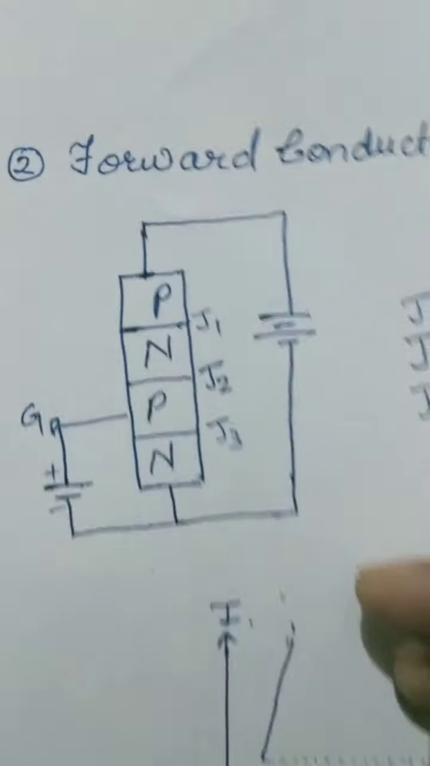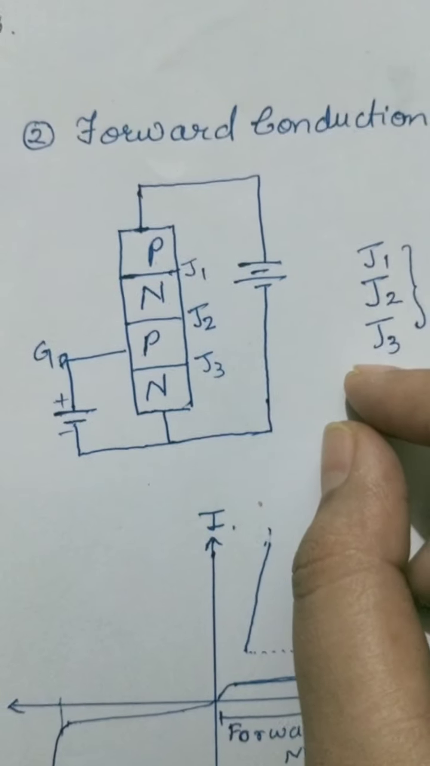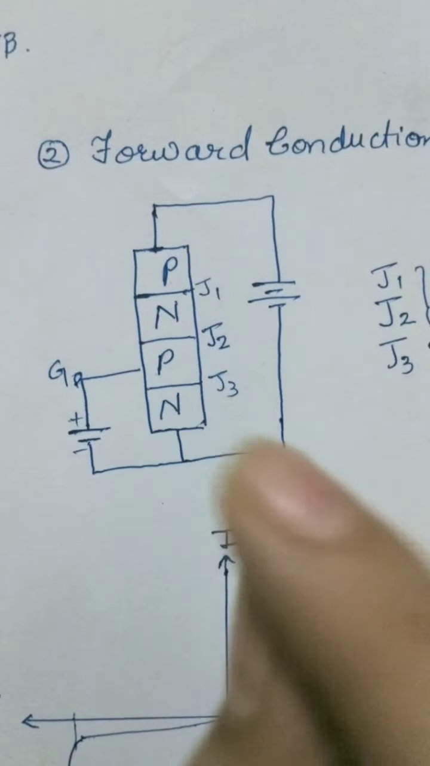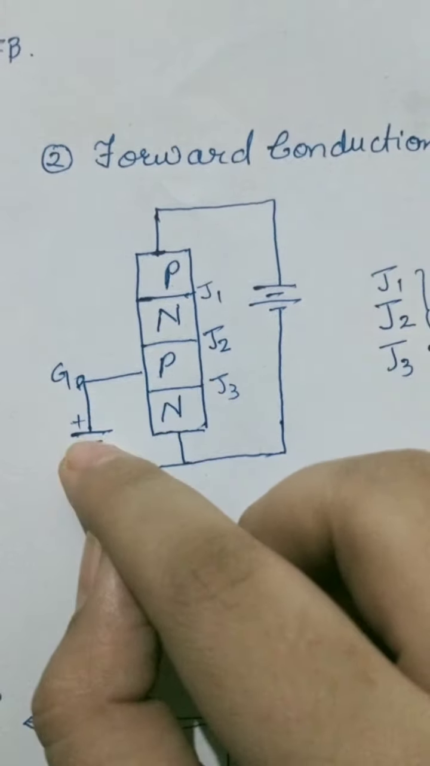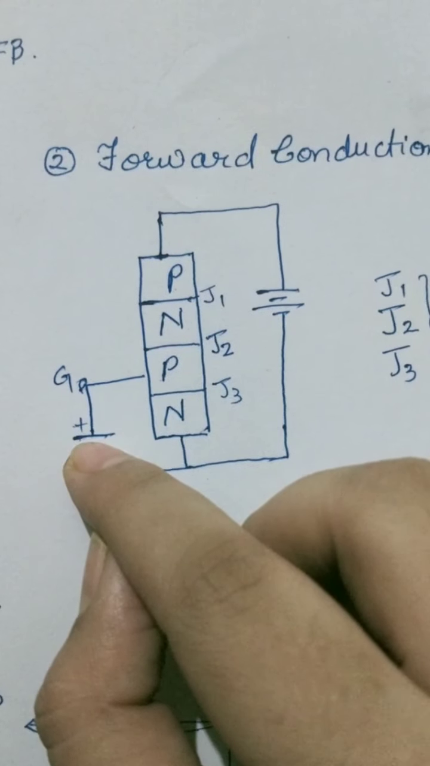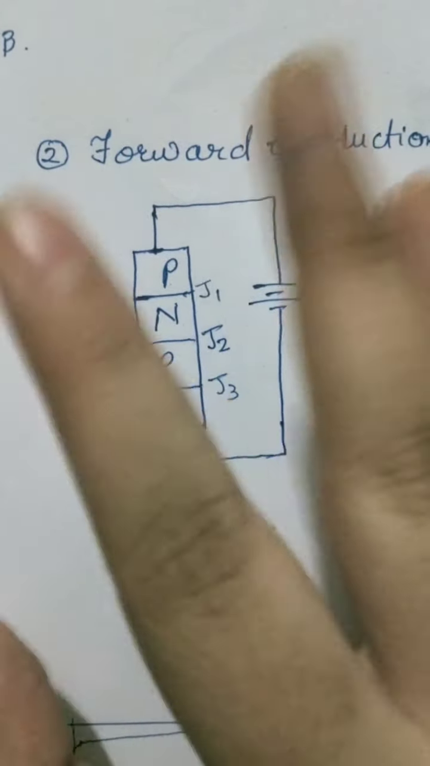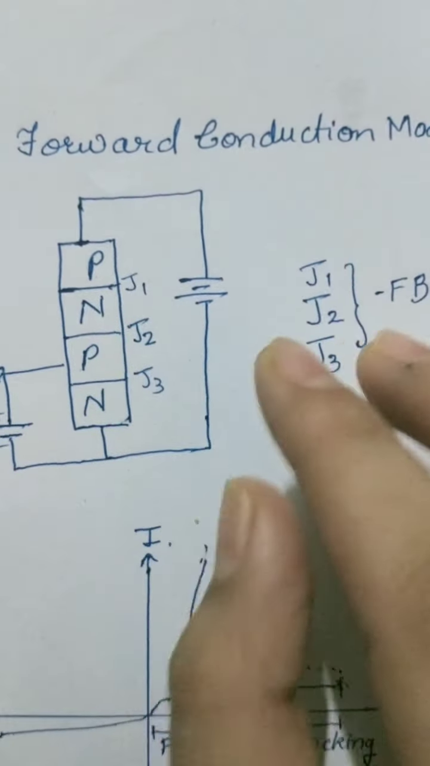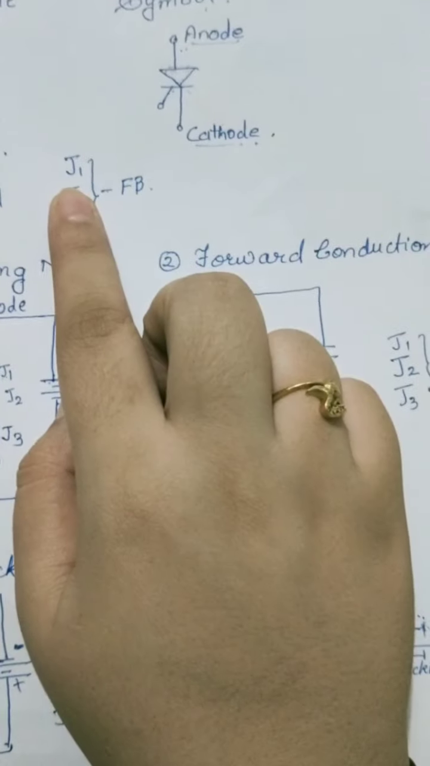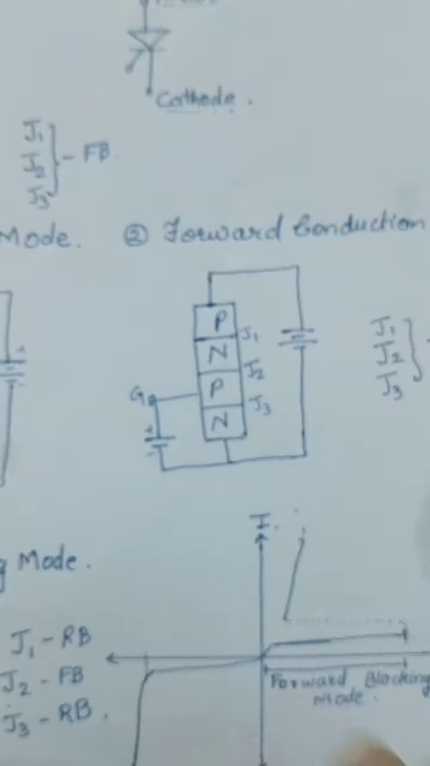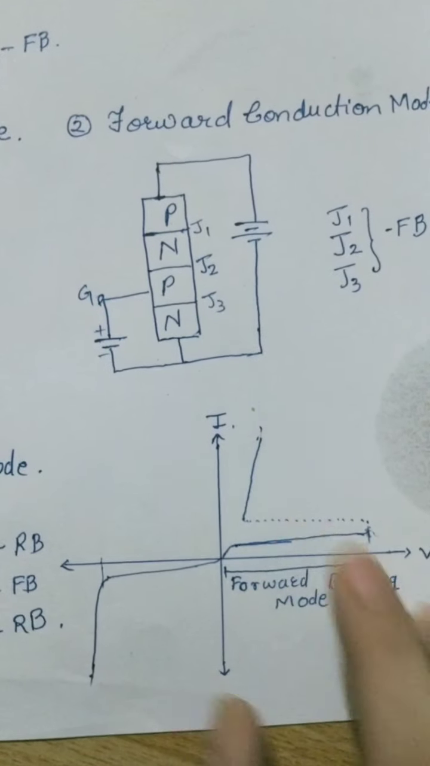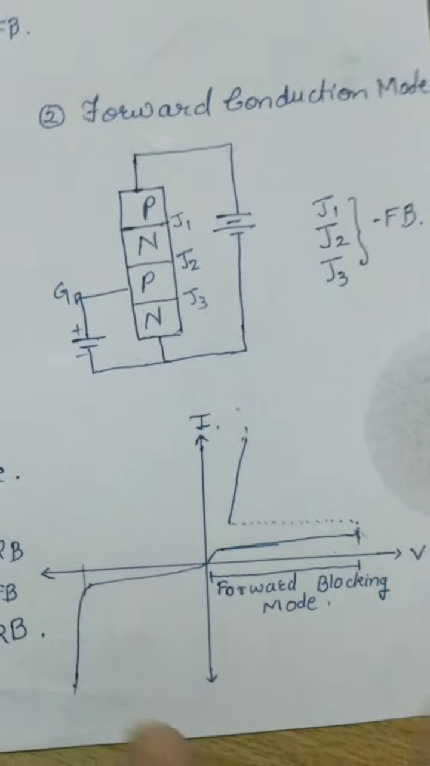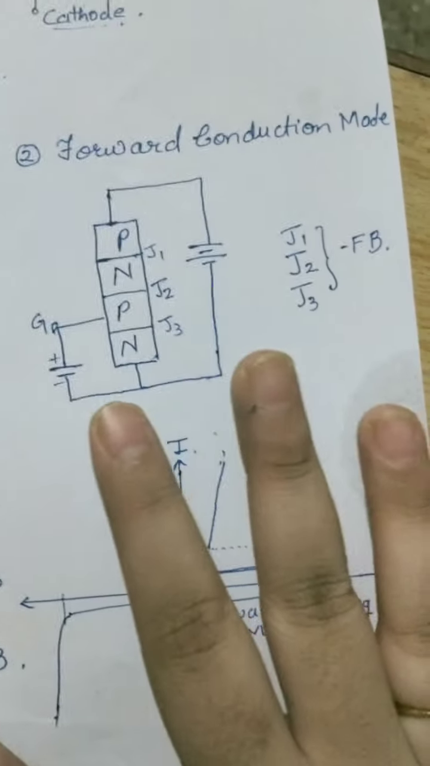Now the forward conduction mode. In the forward conduction mode, we give a supply to the gate pulse. Because of that, the junction J2 is in forward condition. Now it fulfills our condition: J1, J2 and J3 all are in forward bias. That's why even if the voltage is decreased, the current goes on increasing. This is all about the forward conduction mode.